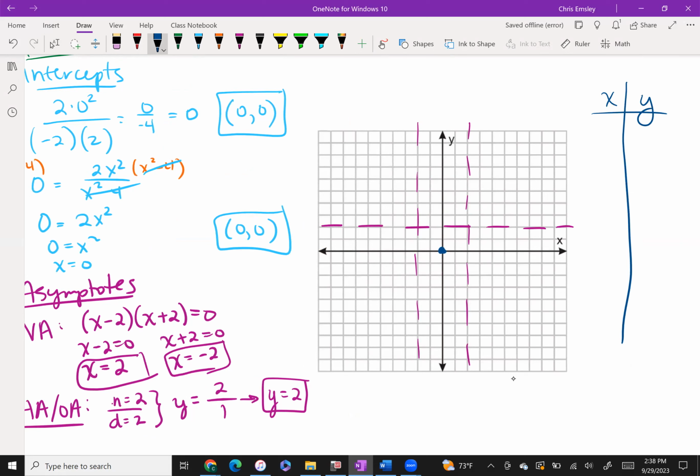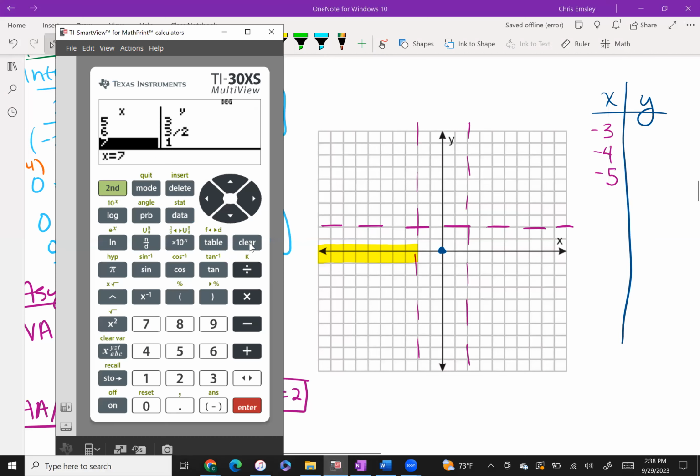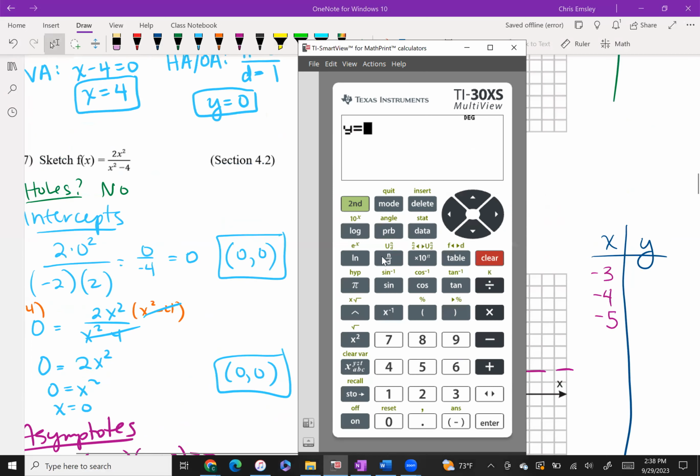When choosing x values, I like to use those vertical asymptotes as guides, and that splits our x-axis up into a few separate areas. So first, I'm going to choose some x values over here on the left. That means I need x values smaller than negative 2. How about negative 3, negative 4, and negative 5? Again, this would be a great place to use that table button on our calculator. Oh, where was our function? There it is. There we go, 2x squared on the top and x squared minus 4 on the bottom.